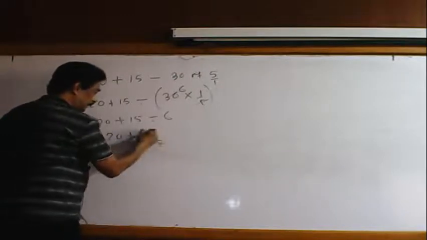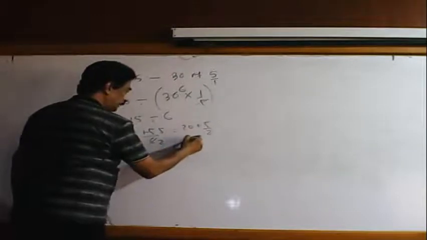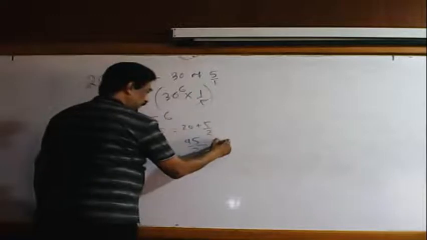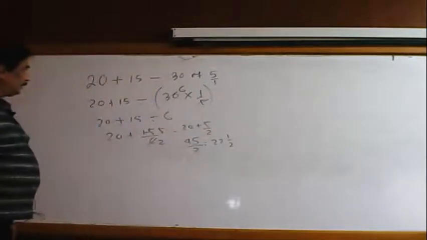That is 3 to the 3 5. So 20 plus 5 by 2. Your result is 45 by 2, and as a mixed fraction 22 and 1 by 2. So that is your answer.